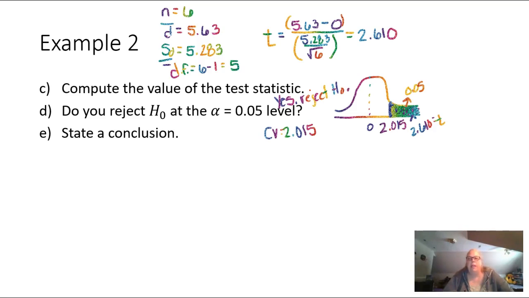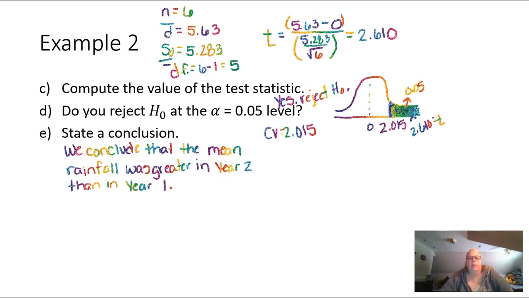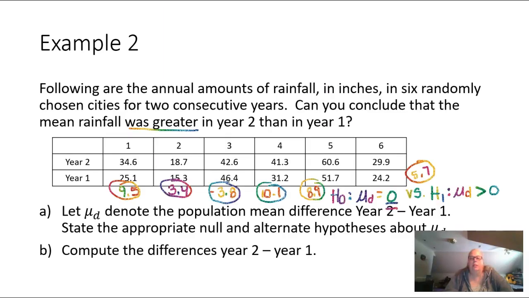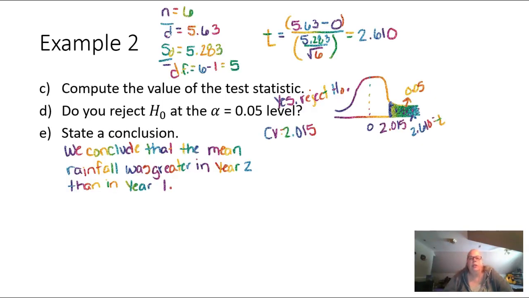And then for part E, we need to state our conclusion. Since we rejected our null hypothesis, that means that we are accepting the alternate hypothesis. And the alternate hypothesis, we said, was that there was actually a difference. In fact, the difference was greater than 0. It's positive. So we can say that our conclusion, the mean rainfall was greater in year 2 than it was in year 1.